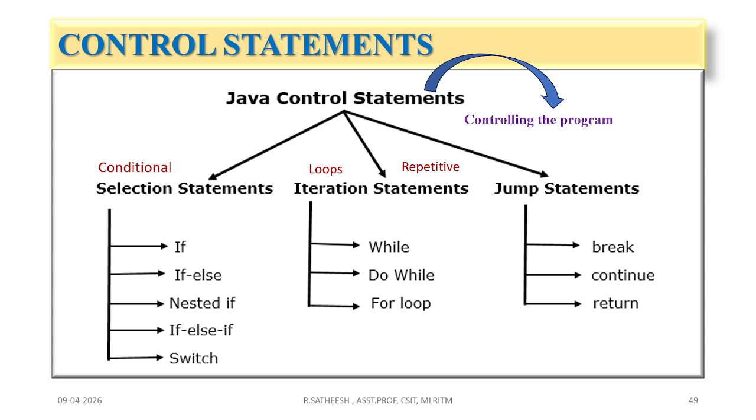Selection statements are also called conditional statements. They are based on a condition. If the condition is true, the flow moves one way; if it is false, it moves another way. It checks whether the condition is true or false. If true, the true statement is going to execute. If it is false, the false statement is going to execute.